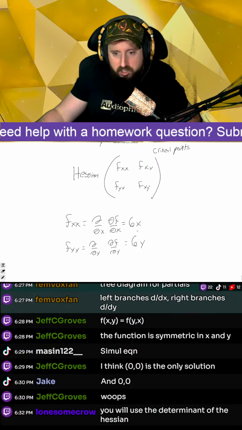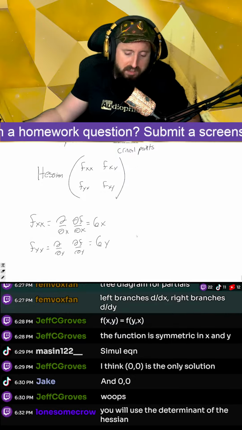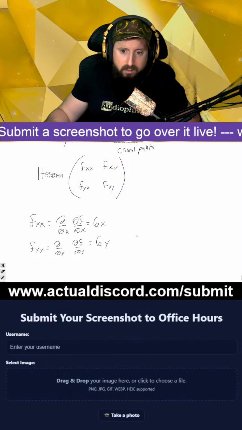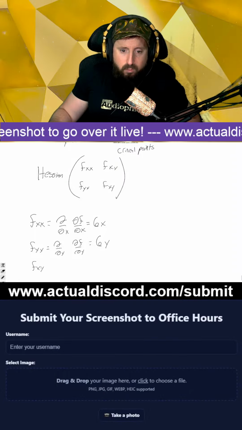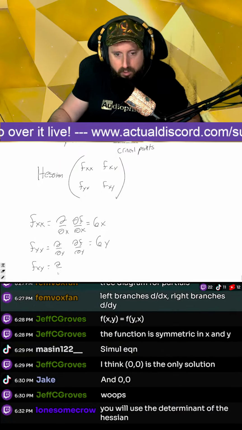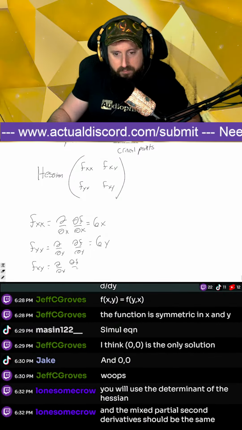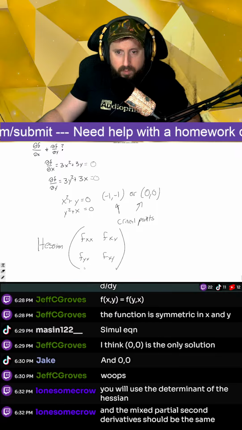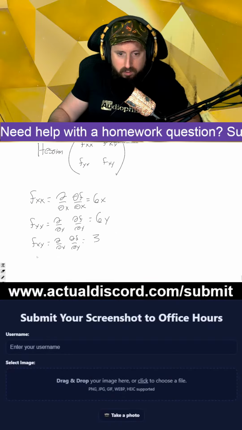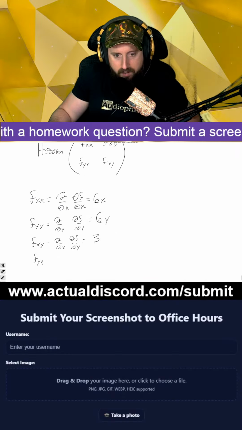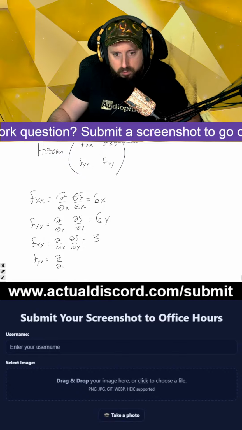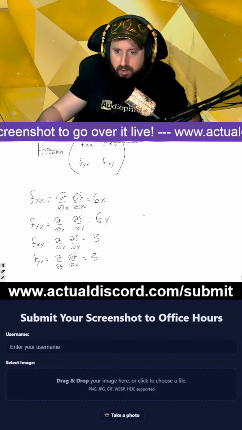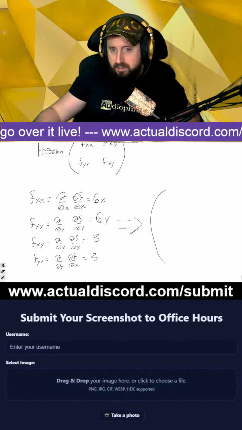I will use the determinant of the Hessian. Okay, is that what it is? Like with the second derivative, if it's positive, it's a min. If it's negative, it's a max. Okay, so then fxy is partial x of df dy. Oh, that's just 3. And the other one's just 3 too. So fyx is equal to partial y of partial f partial x, which is equal to 3.